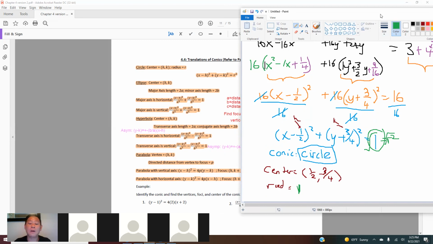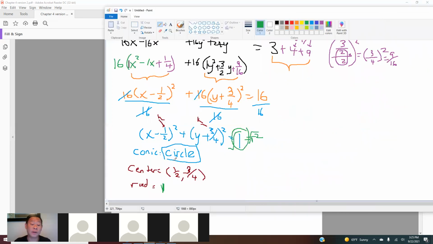Okay. So that's it. That is what you need to figure out for a circle. If your conic section is a circle, you just need to figure out the center and the radius. You don't do asymptotes, vertices, foci, none of those things. So now you need to draw it. I'm going to draw a little bit bigger because this is a very small scale.